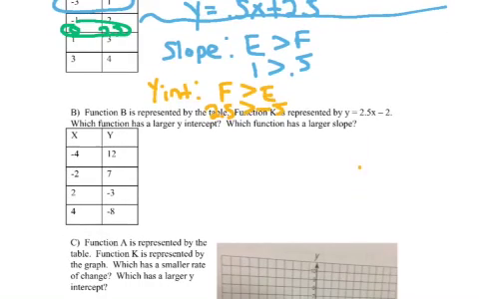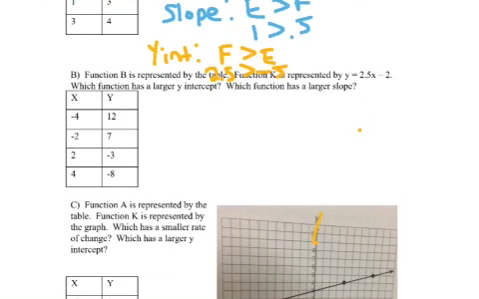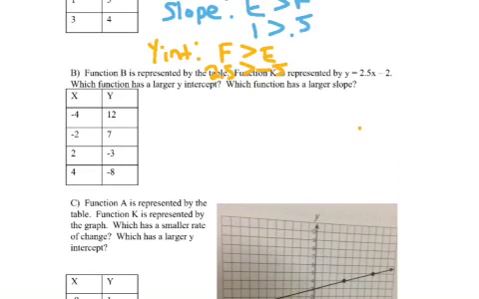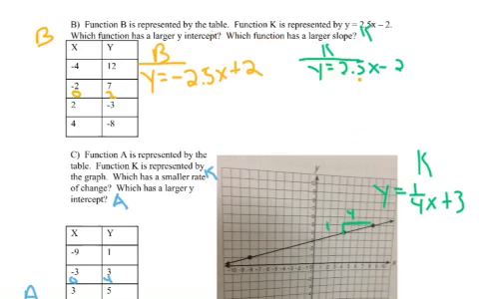All right, I want you to try B and C on your own, and when you're ready to check your answers, please press play. All right, so if we're looking at part B, my equation for function B is y equals -2.5x plus 2. Function K's equation was given, so it says which function has a larger y-intercept? Well, +2 is greater than -2, so function B would have worked for the first part. Which function has a larger slope? It would have been function K, because 2.5 is larger than -2.5.